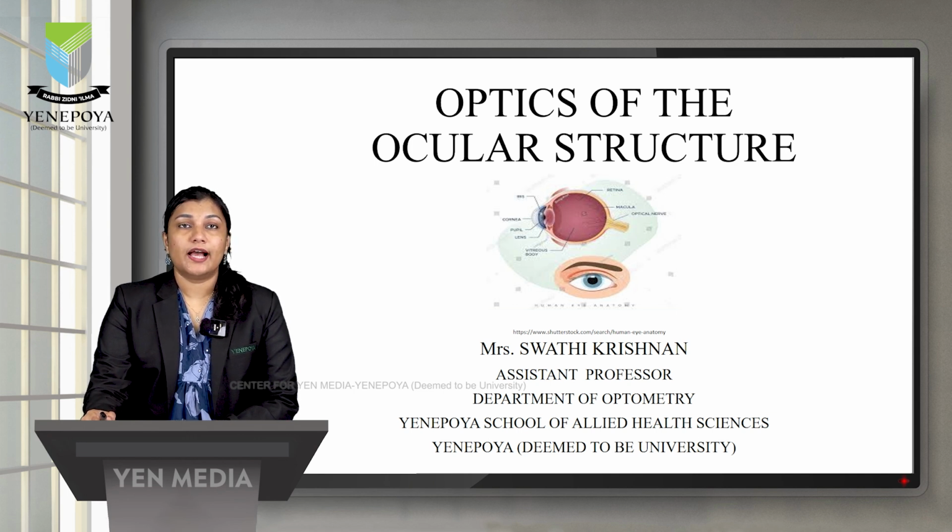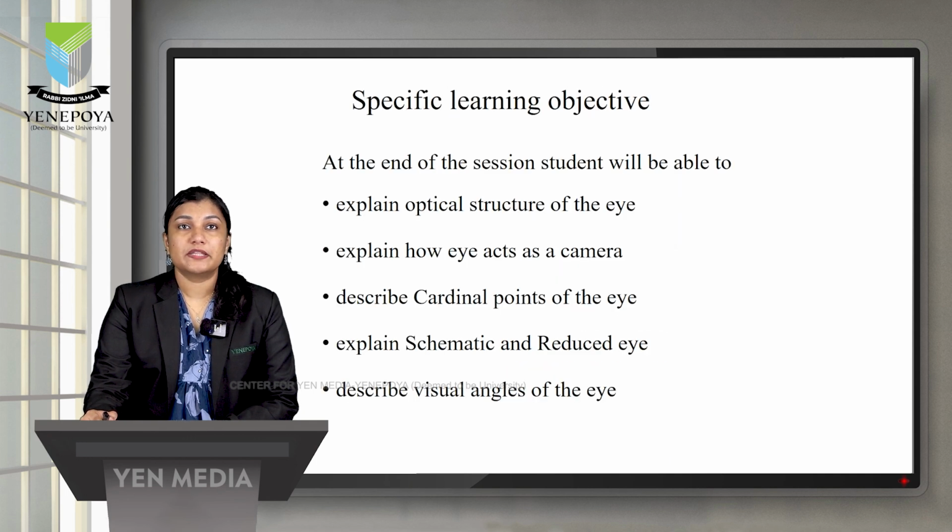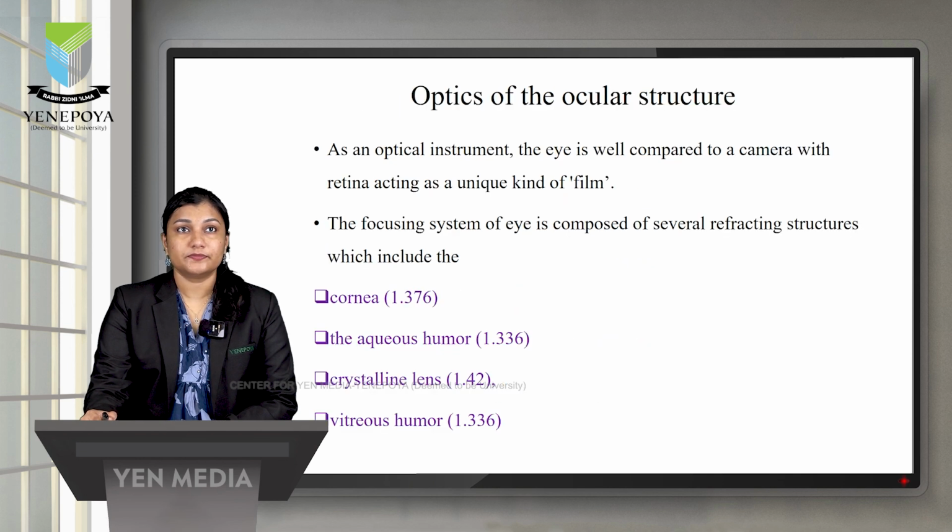Today I'll be talking on optics of the ocular structure. Specific learning objective. At the end of the session, student will be able to explain optical structure of the eye, explain how eye acts as a camera, describe cardinal points of the eye, explain schematic and reduced eye, and describe visual angles of the eye.